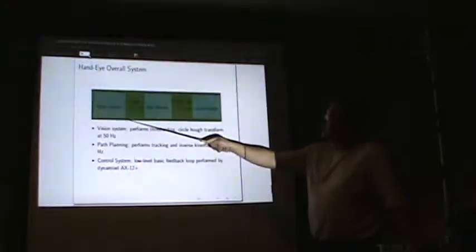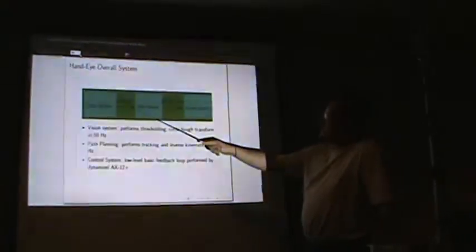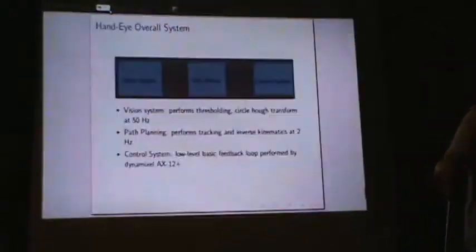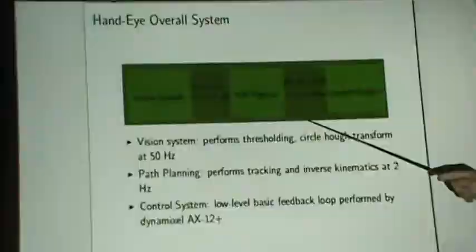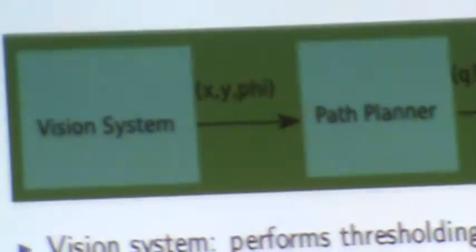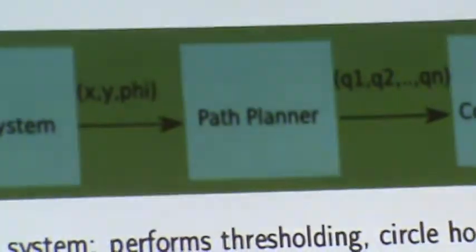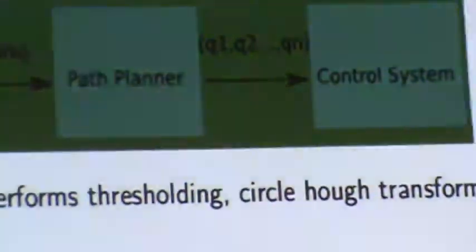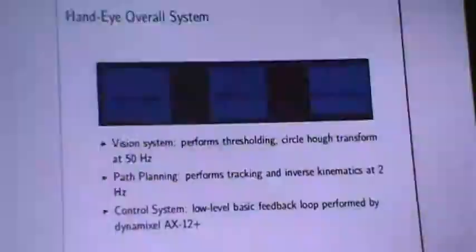Let me give you an overall view of what the system's doing. Basically, you have a vision system that gives me the location of the object. I'm tracking, by the way, this red object here. And then the path planner will give me the joints based on the joint limits and all the optimization we just talked about. And that would feed into the control system. The control system tries to drive the robot to the desired locations.